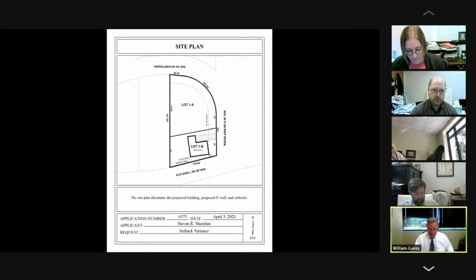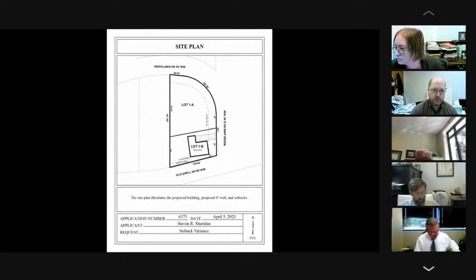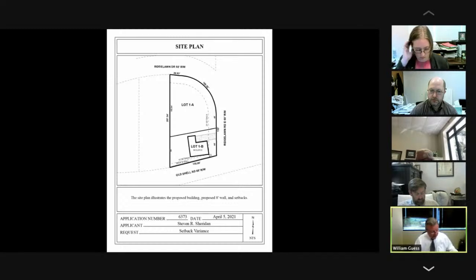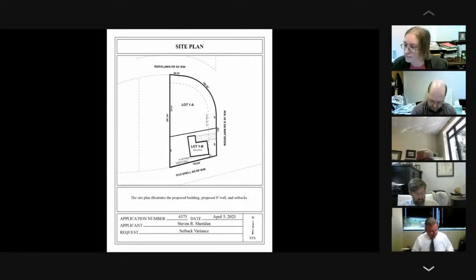All right, Mr. Orell, your last application was approved with conditions as recommended by the staff. That's for 6373, the One Ridgeline Drive East. That was approved, correct? Okay, thank you. We're on application 6374. This is for 116 Myrtlewood Lane.